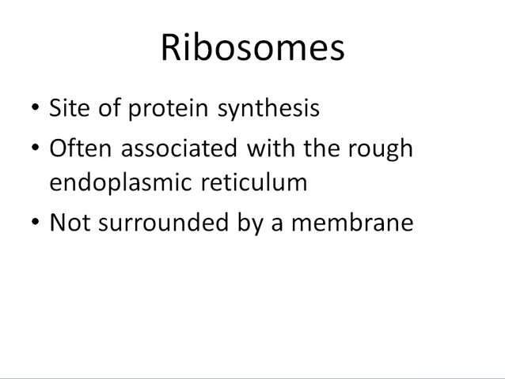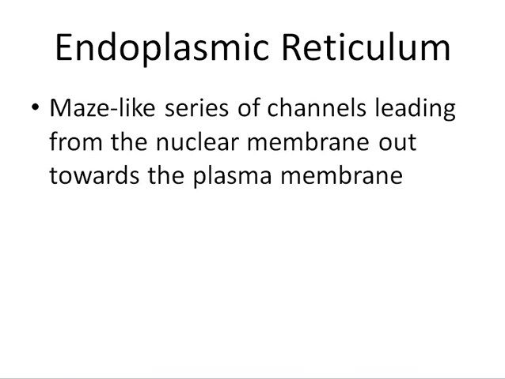In eukaryotic cells, they're generally associated with a maze-like membrane extending out from the nuclear envelope called the rough endoplasmic reticulum. The endoplasmic reticulum, often abbreviated ER, extends through the cytoplasm from the nuclear envelope out towards the plasma membrane. The synthesis and transport of a variety of different organic molecules occurs in the ER.